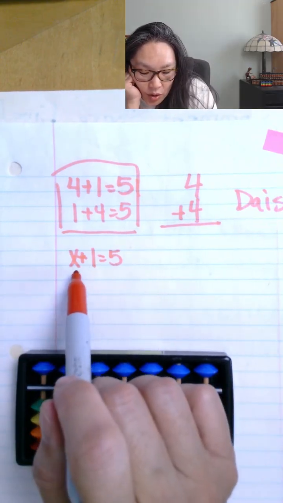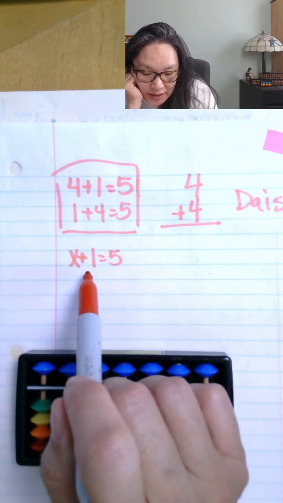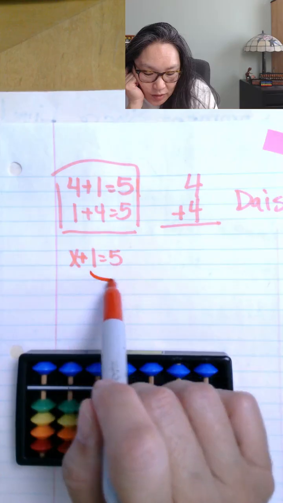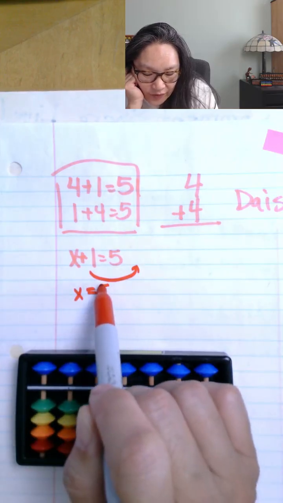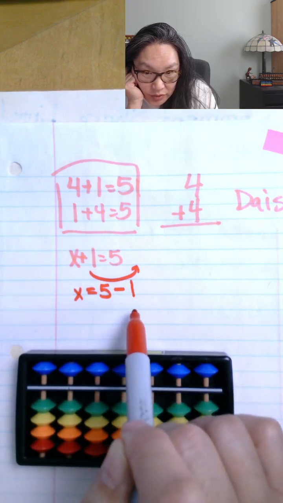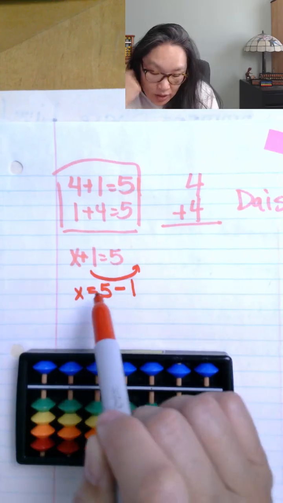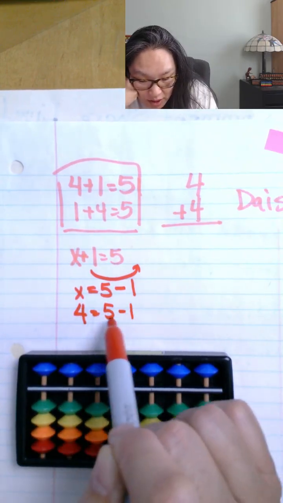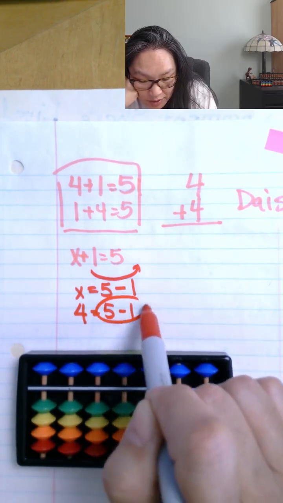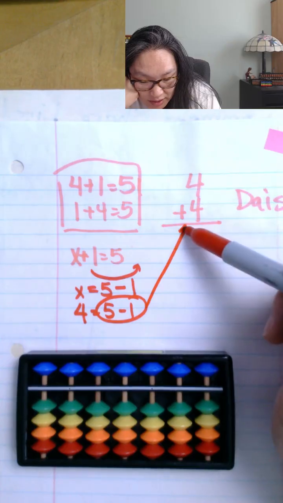So here, we need to isolate the variable. Just like in algebra, we need to move it over here, so we isolate the x. So it's 5 minus 1 is equal to x. When we do that, if I replace the 4, notice that it makes sense. Now I'm going to substitute this equation into here.